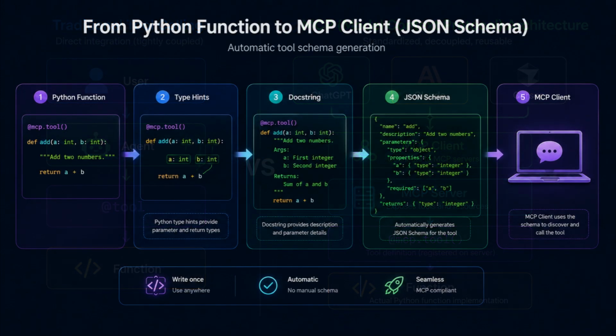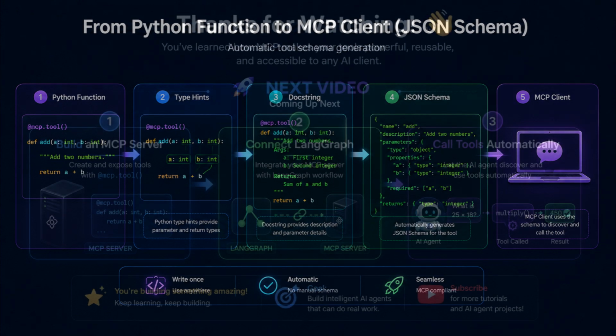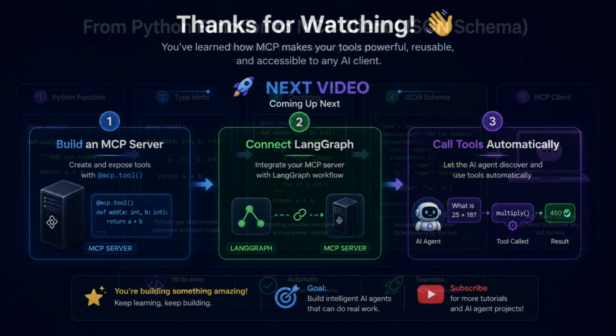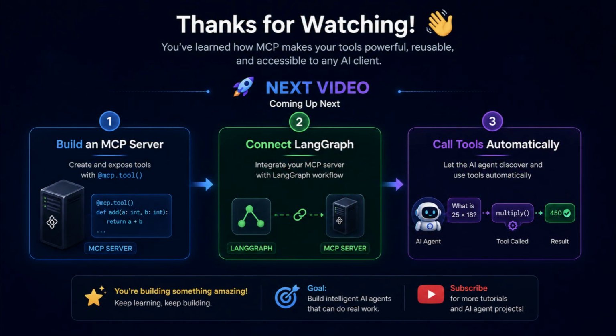MCP automatically analyzes the function's signature, type hints, and documentation to generate a standardized JSON schema. This allows any MCP-compatible client to understand exactly how to call the tool without any custom integration. @tool is ideal when you're building an AI application where all the tools live in the same codebase. @mcp.tool is designed for reusable services that can be shared across multiple AI applications, IDEs, and assistants.